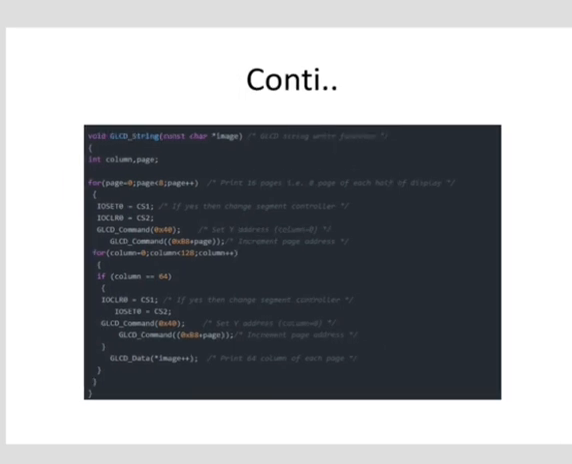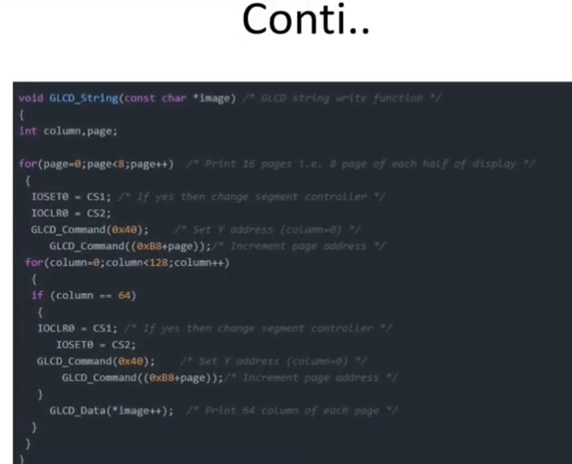Now next is the GLCD string write function. For that, first print 16 pages, that is 8 pages for each half of the display. If yes, then change the segment controller, set the Y address and increment the page address. So the instructions for this are given using the GLCD command.